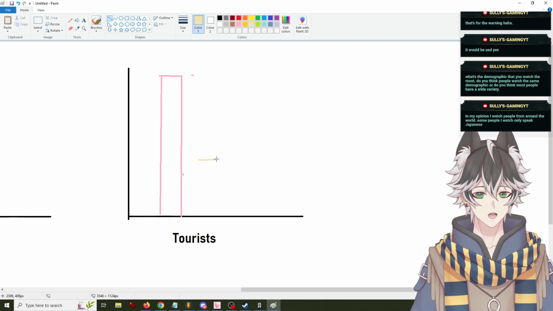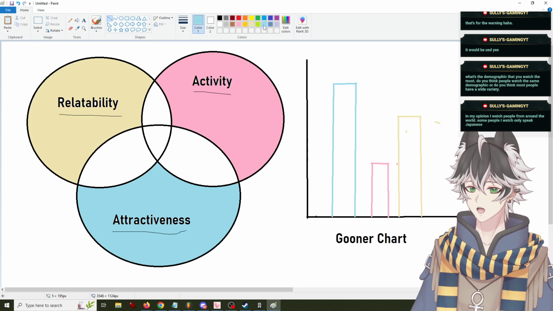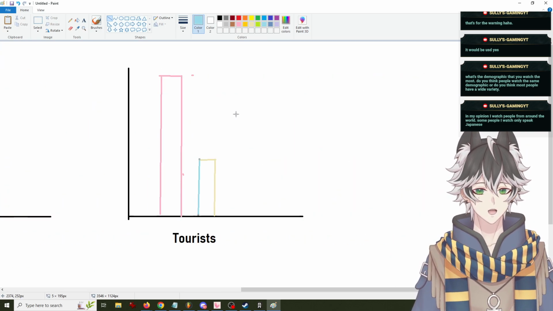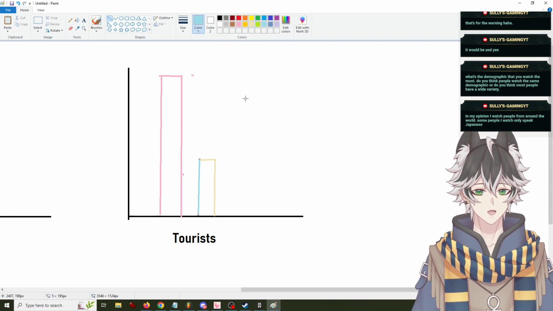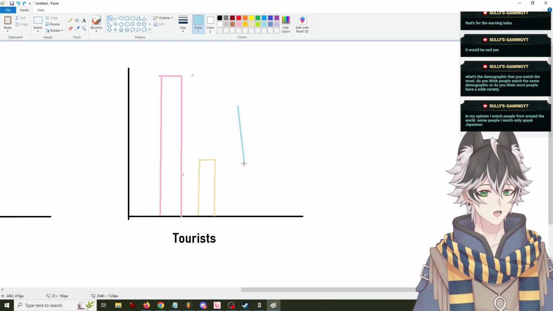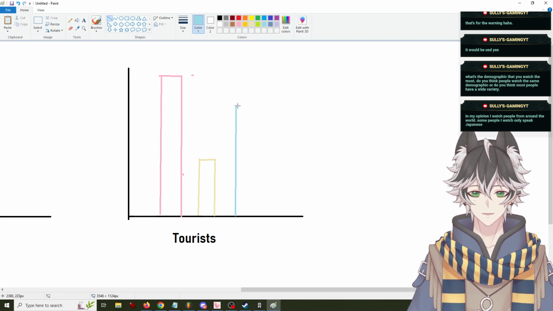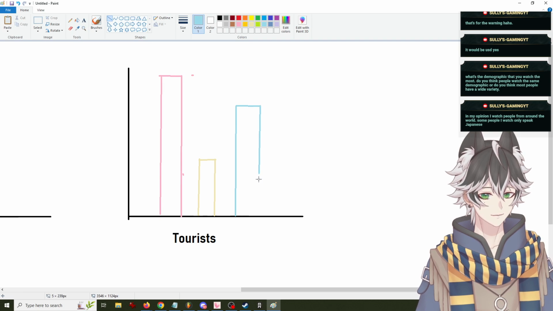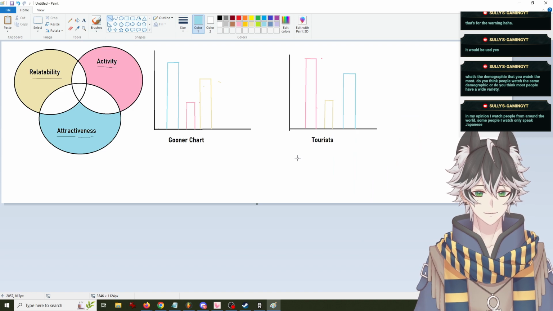Relatability, they don't know you yet. They have no idea who you are. So they're not here for relatability right now. They're not bought into your content yet. And attractiveness, I think, is a little bit higher, because if you're an attractive person, you're more likely to attract a tourist.